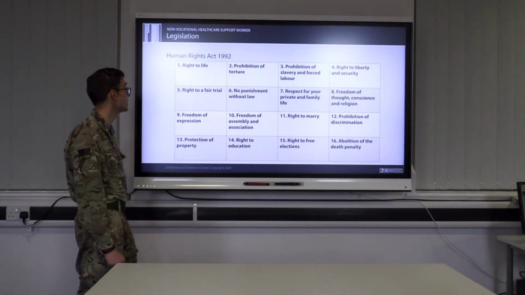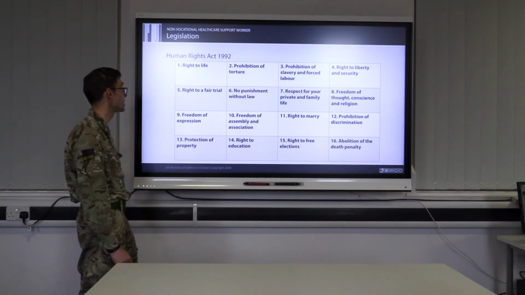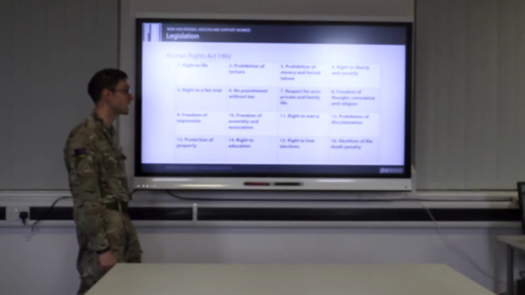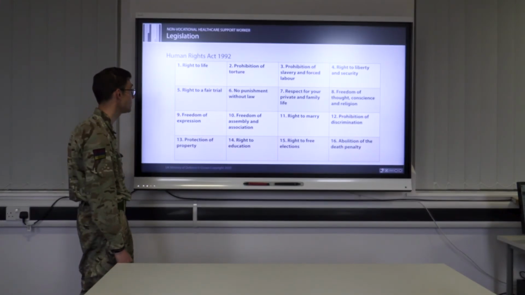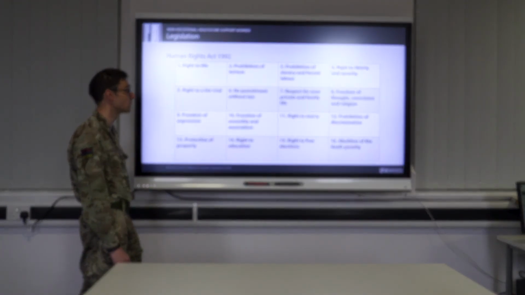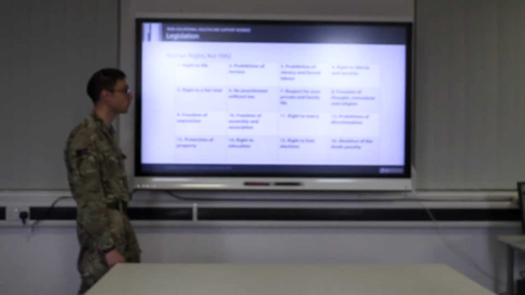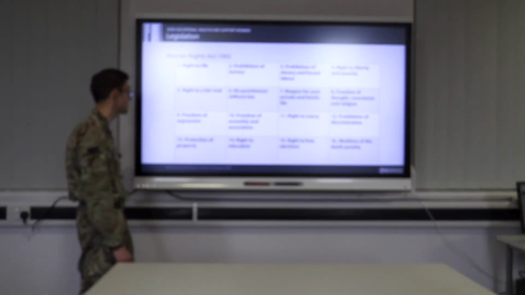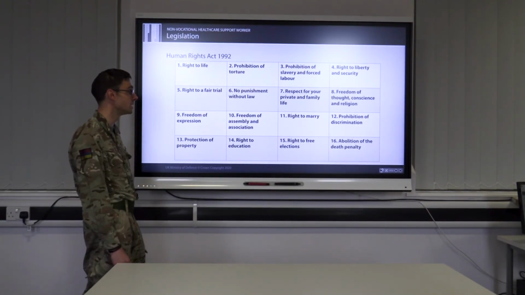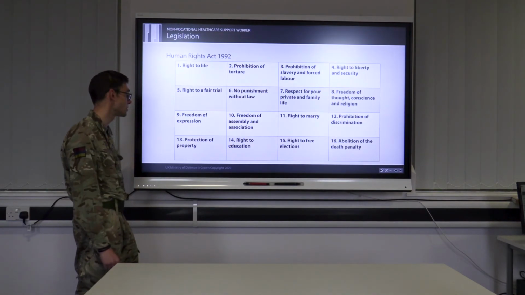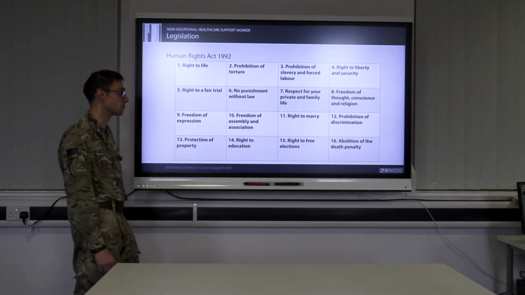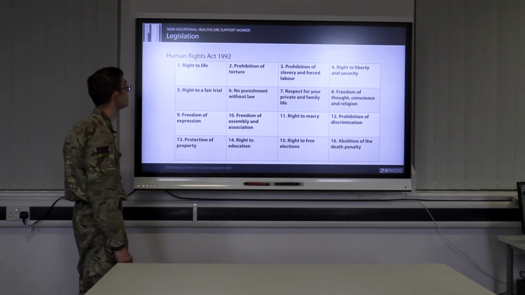The Human Rights Act of 1992 covers a number of topics which range from the right to life, the prohibition of torture, prohibition of slavery and forced labour, right to liberty and security, right to a fair trial, no punishment without law, respect for your private and family life, freedom of thought, conscience and religion, freedom of expression, freedom of assembly and association, right to marry, prohibition of discrimination, protection of property, right to education, right to free elections, and finally the abolition of the death penalty.